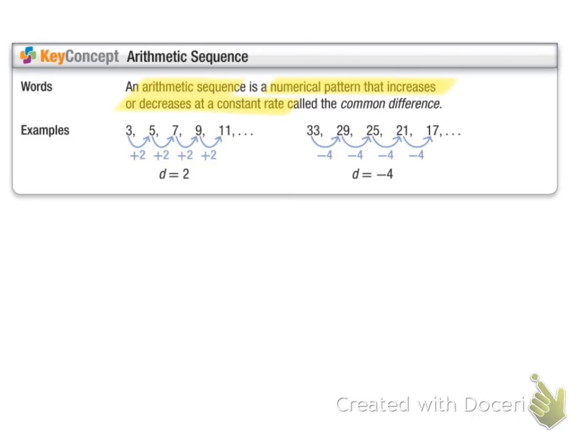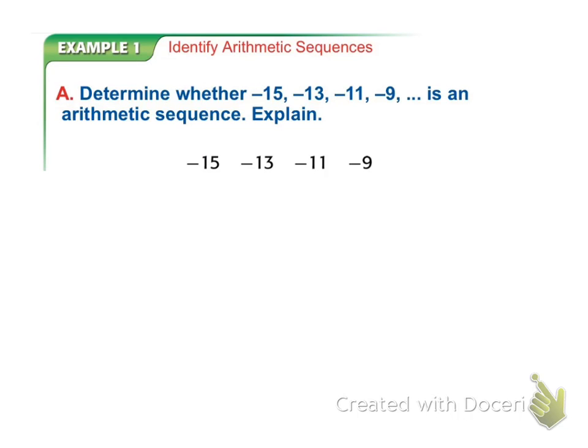Notice that the example on the left is 3, 5, 7, 9, 11, and the rate of increase is adding 2 every time. And in the example on the right, you are decreasing by 4, or subtracting 4, every single time. That is the difference between a geometric and an arithmetic sequence: in an arithmetic sequence, the difference is constant. Now, let's start with the first example.